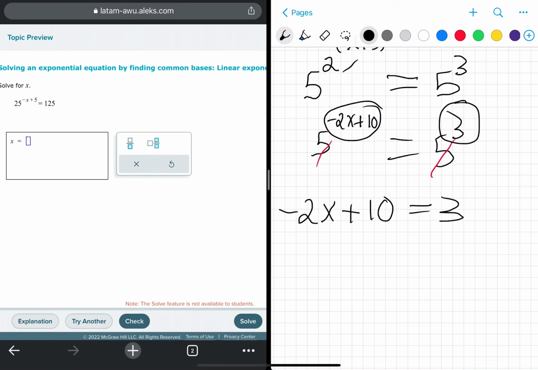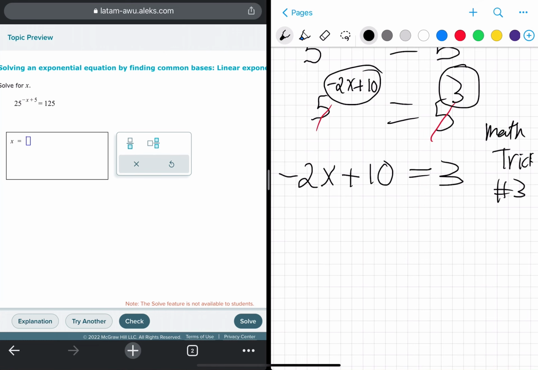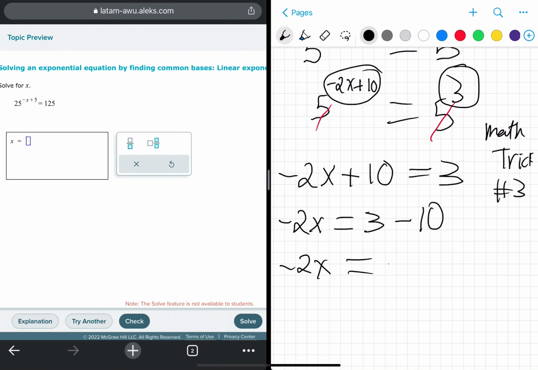And this is a very important mathematical property. Let us call that math trick number 3. That's a mathematical trick. Now all I have is a single easy linear equation. If I want to solve this equation, I leave x alone, so I take this 10 to the right side, subtracting, like that. And I know that 3 minus 10 is minus 7.